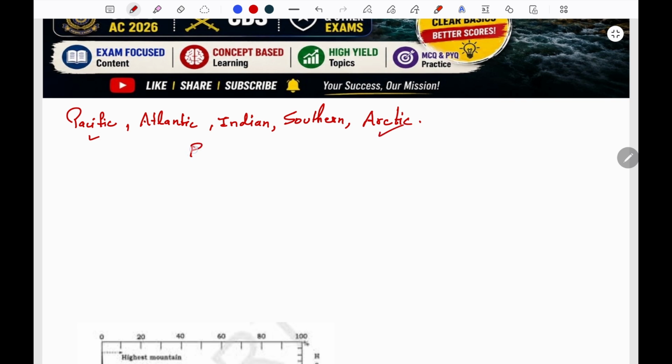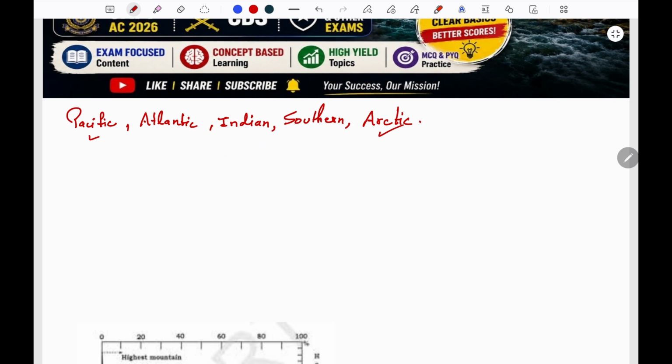There are five oceans that are there: Pacific, Atlantic, Indian, Southern Ocean, and Arctic. And they are in the order of their size. Pacific is the largest one, and Arctic is the smallest one. So you can remember this sequence by a mnemonic: Pacific, Atlantic, Indian, Southern, and Arctic.